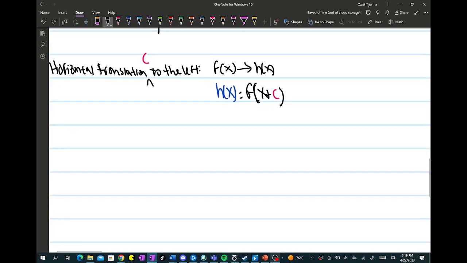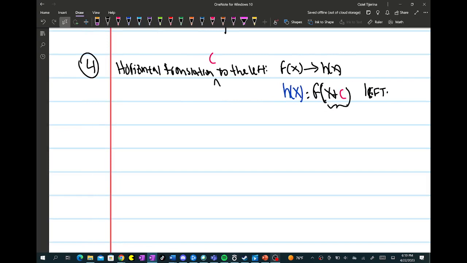So basically, when this is positive like this, we know that this is going to be to the left, okay? And I think this is one of the hardest things to remember about college algebra, is that when it comes to translations, reflections, stretches, compressions, etc.